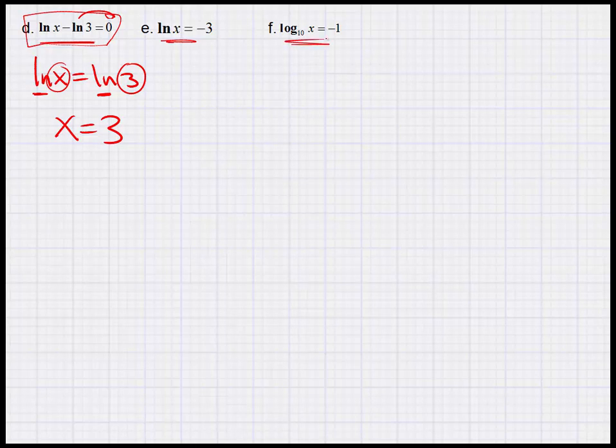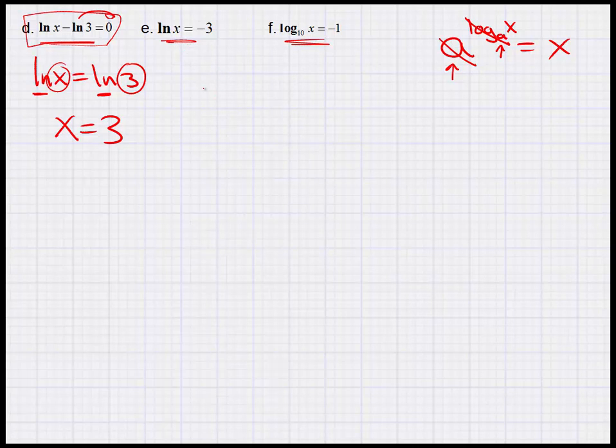Now the thing is, you have a log, so you need to introduce an exponential. Remember, a^(log_a x) = x. So if I have a log and I put that in the exponent of an exponential with the same base, I can get these to cancel and just give me the x.